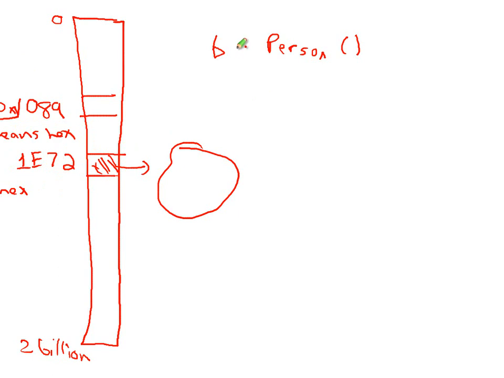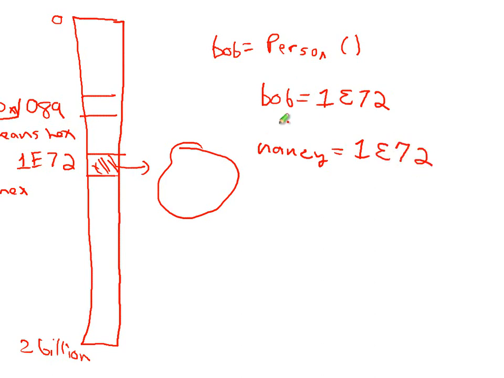If I do Bob equals Person, actually what Bob equals is a reference to this 1E72. Think of it as like a phone number. Therefore, if Nancy is equal to, as well, 1E72, both Nancy and Bob in our computer have the same phone number. They're actually the same person. Therefore, if I call up Bob and I say, Bob, you have $100, then I call up Nancy at that same address and say, Nancy, you've got $200.